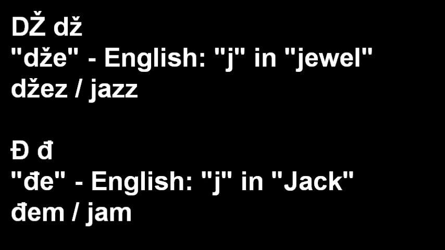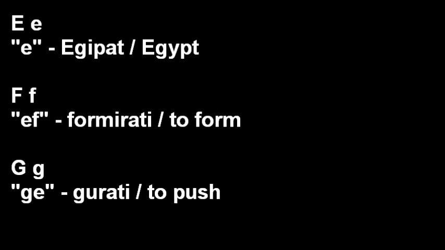And we have đ, so đ and dž. In English, like the J in Jack, jewel and Jack. And another example for đ in English is gem, and it's the same as in English jam. Well, the meaning is the same, but the pronunciation is different. E, Egipat, Egypt. F, formirati, to form. G, gurati, to push. H, hodati, to go. I, izlaz, the exit. J, jesti, to eat.